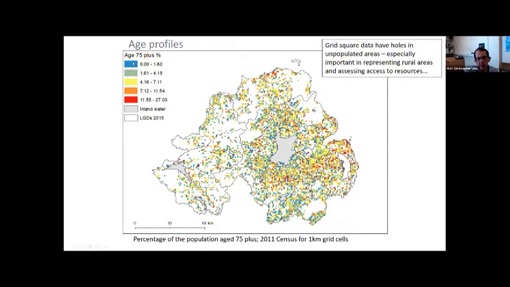The blues have a very small percentage of the total population aged 75 plus, and the reds have a very high percentage. As you can see, it's quite geographically noisy. If we were to map the same characteristic for super output areas, we might find that the patterns looked a bit neater. But because these geographical areas are so small, it looks quite noisy. But better to have that and to understand that there isn't really geographical homogeneity, I think. So that's age 75 plus.